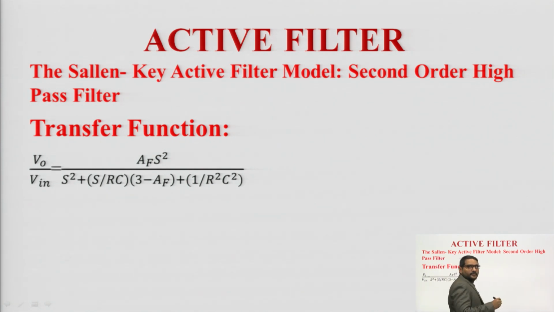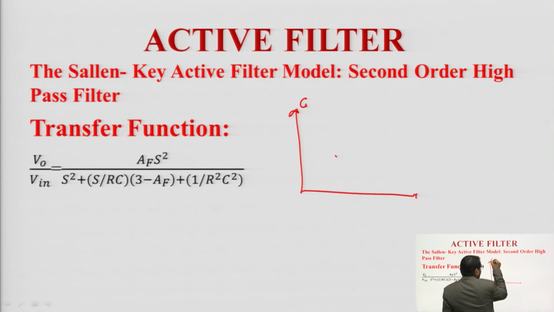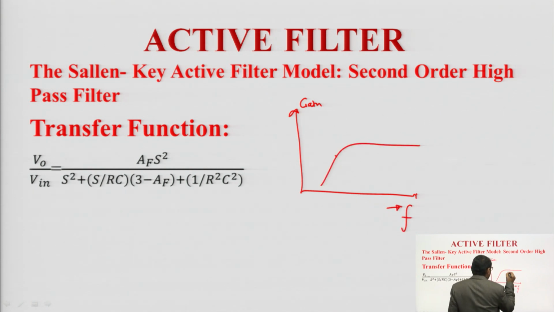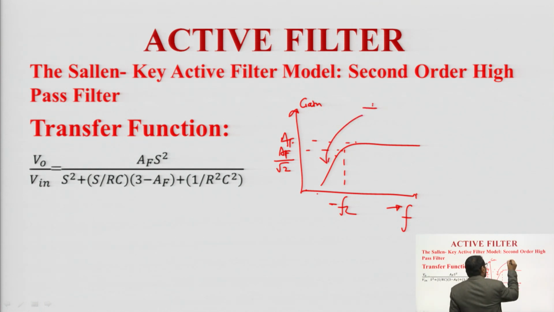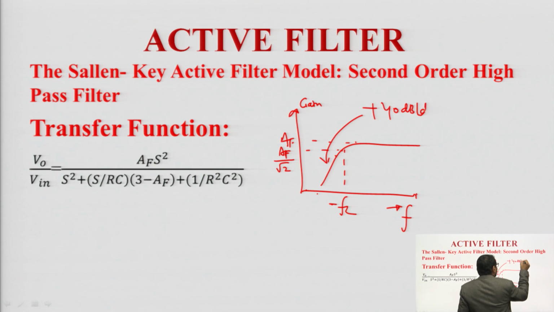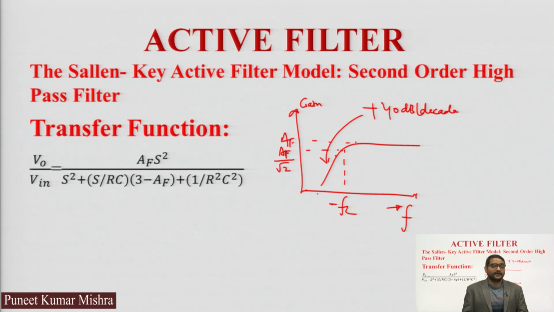Now consider the frequency response, gain versus frequency. It looks like this. Here is f_L, where the gain is flat at A_F, and at f equal to f_L the gain is A_F by root 2. Here it shows a plus 40 dB per decade roll off rate. So, the second order high pass filter shows a plus 40 dB per decade roll off rate, whereas the first order shows plus 20 dB per decade.